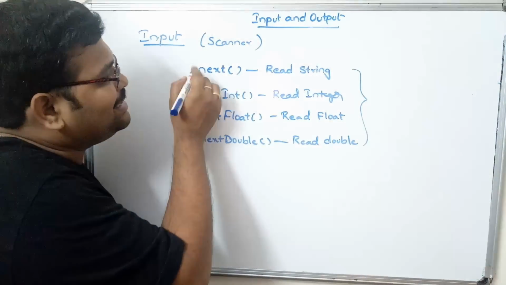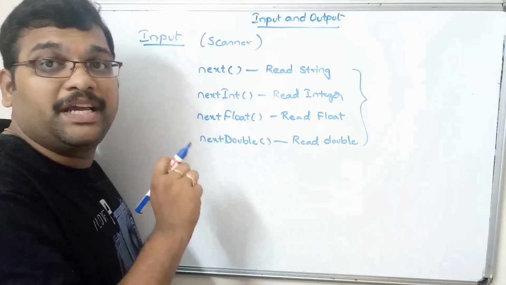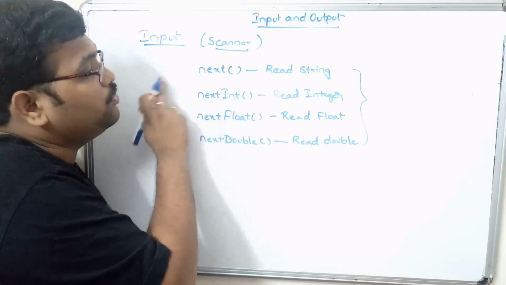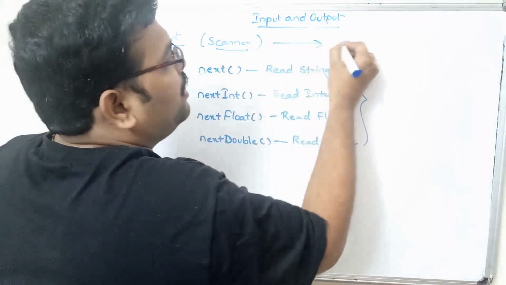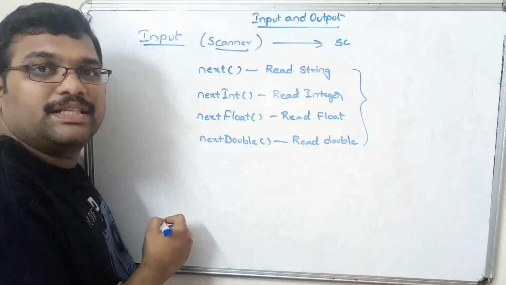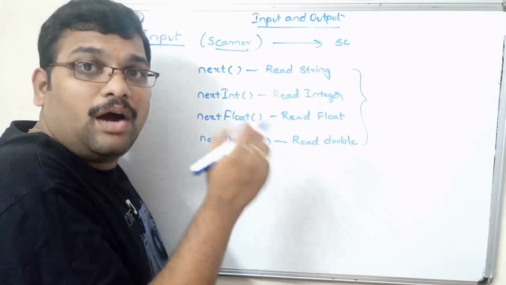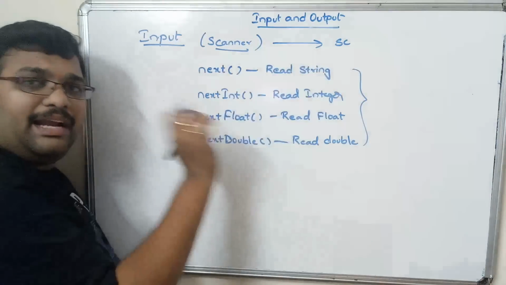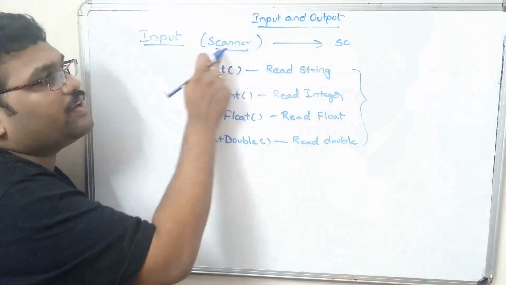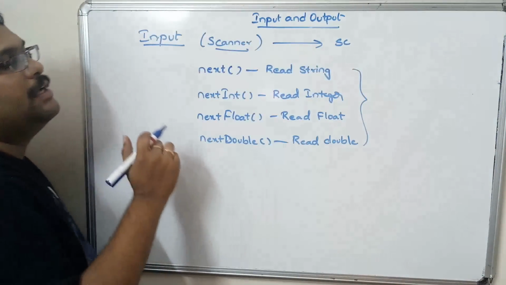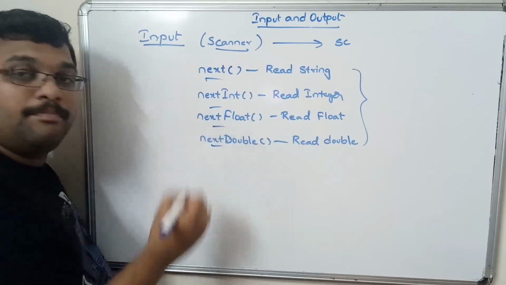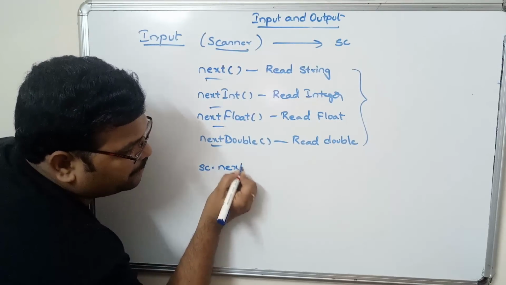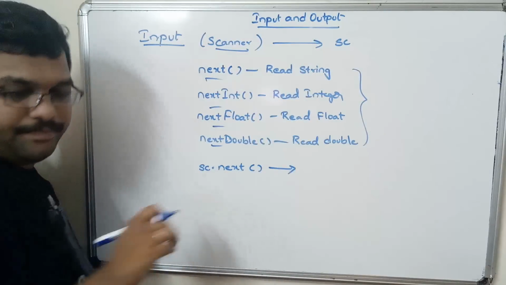In order to access these methods, first an object should be created for the Scanner class, and through that object, by using the dot operator, we have to use these methods. Let SC be the object created for the Scanner. I will tell you how to create an object for a class. Let SC be an object created for the Scanner class. In order to access these methods, what is the statement? The object dot the method: sc.next will read the string.